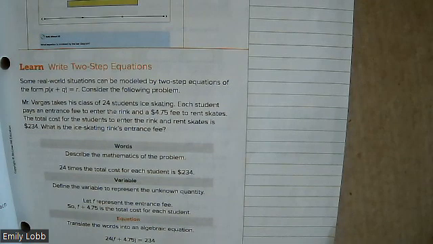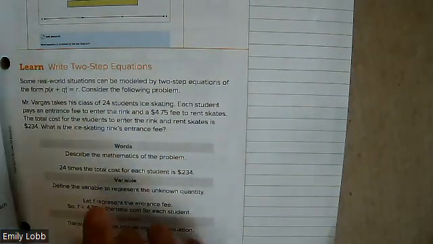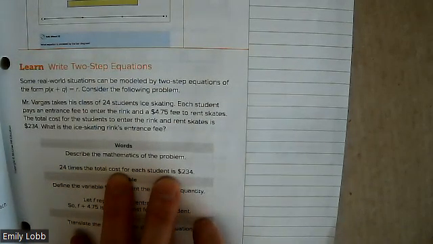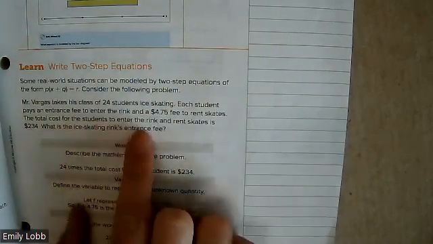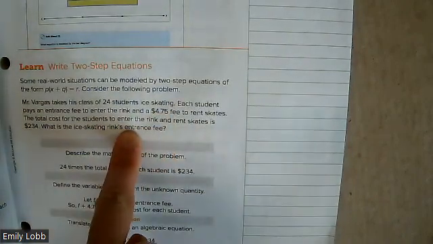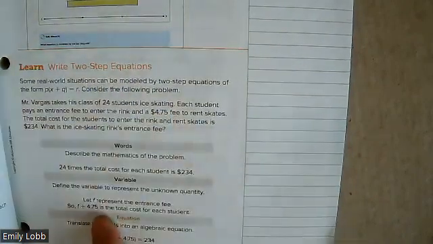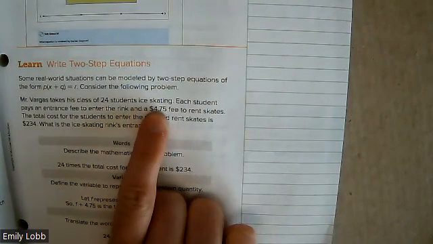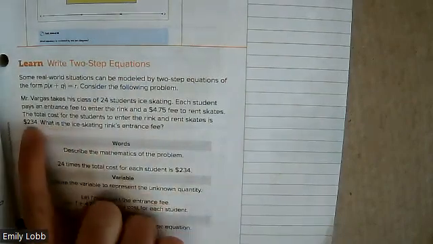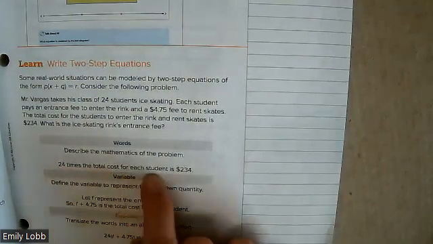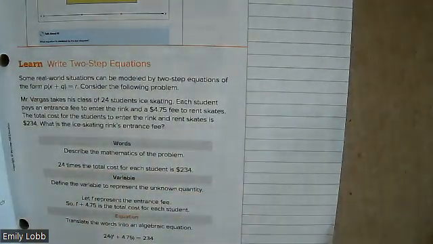So we know how many students are going, which is 24, times the total cost for each student. We know the total cost is something, right? The entrance fee plus the rental fee. What are we going to call that something? Looks like they're going to give it F for fee. The entrance fee plus the rental fee times the number of students is equal to that 234. So that's what they're saying here: 24 times the total cost for each student is 234.